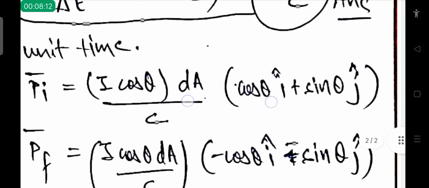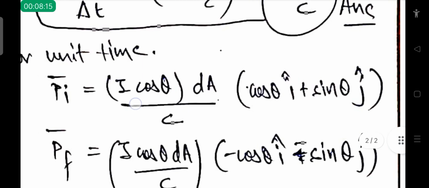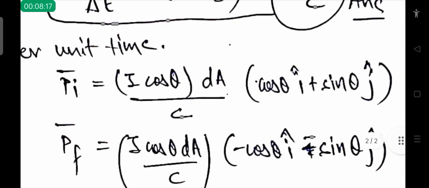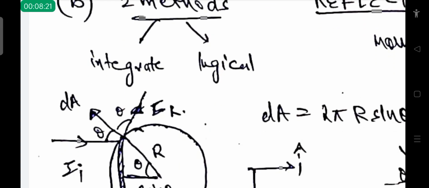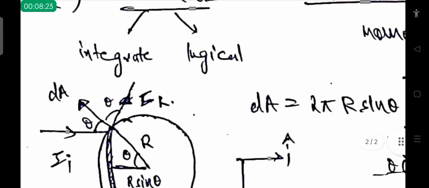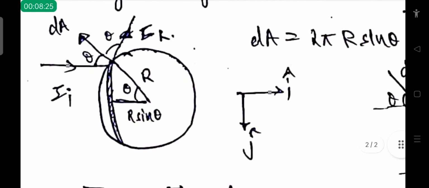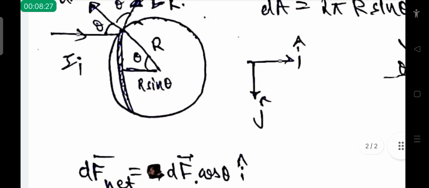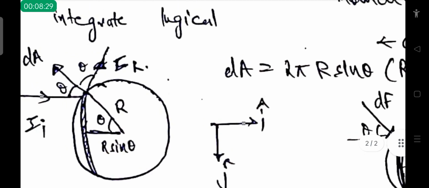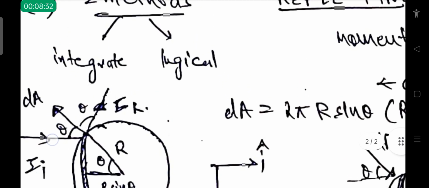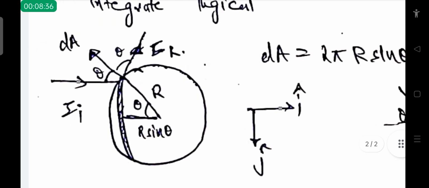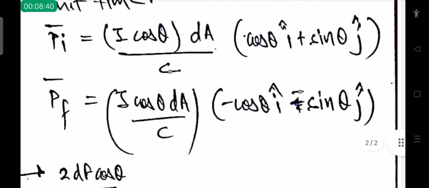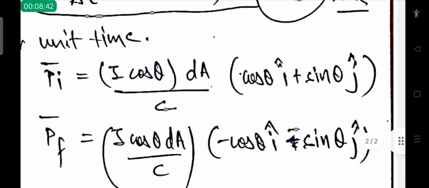So this is I cos theta into dA. This is the energy and this is the speed of light. And then if I resolve this along this normal into this coordinate system given here, one component will be downwards and one component will be towards the right. So it will be one along i cap and one along j cap, so it can be written as cos theta i cap plus sin theta j cap.